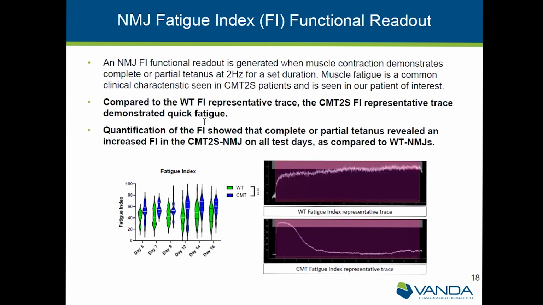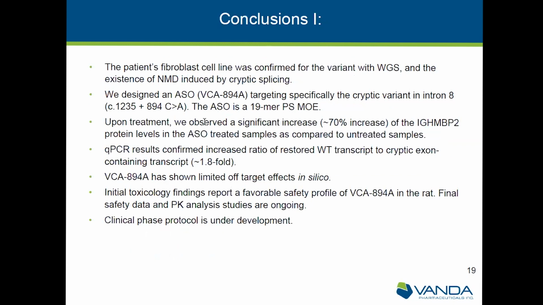And what we see is, compared to the wild type, the fatigue index representative traits demonstrated quick fatigue, and quantification of the fatigue index showed complete or partial tetanus, revealing an increased fatigue index using the CMT2S NMJ across all test phases. And again, please take a look at that panel on the right to depict that, with Charcot-Marie-Tooth being the bottom. So to conclude, on the molecular genetics, I think that's straightforward.